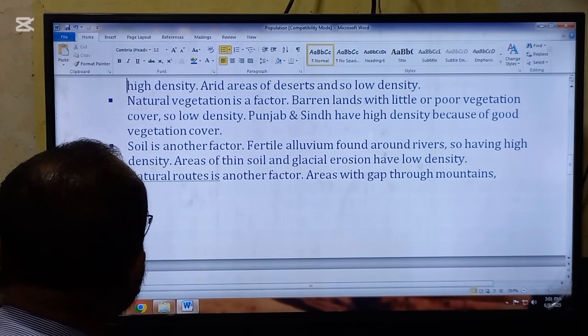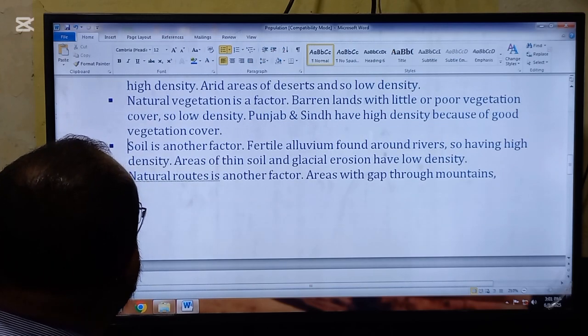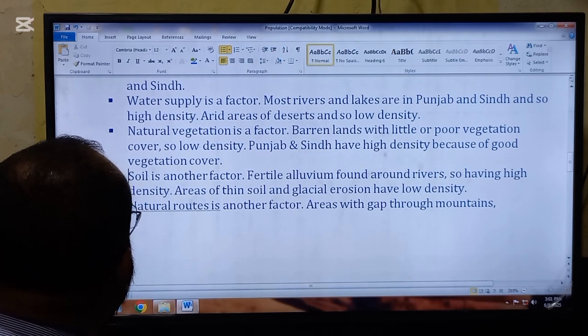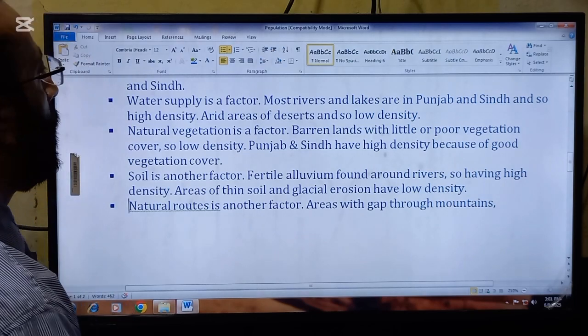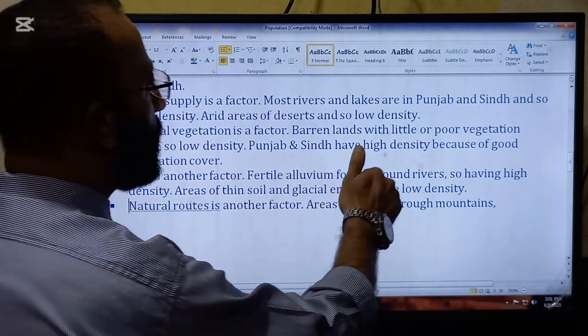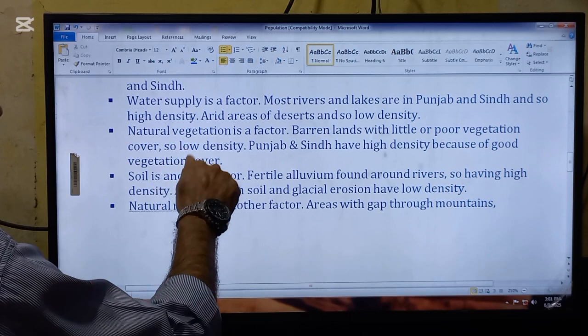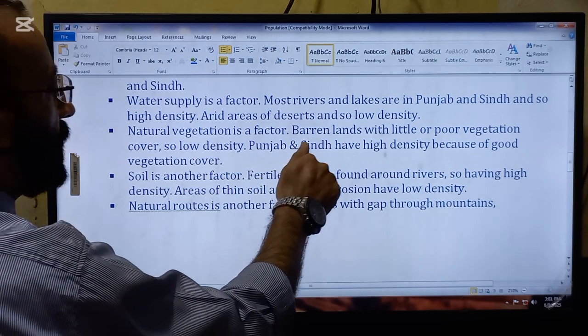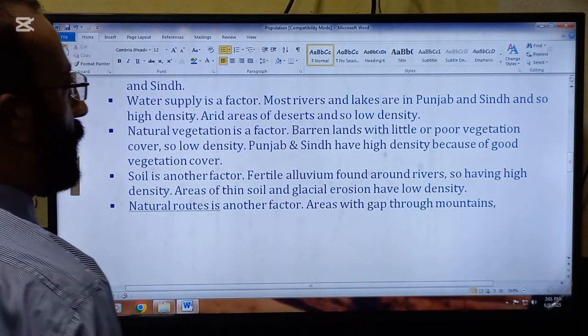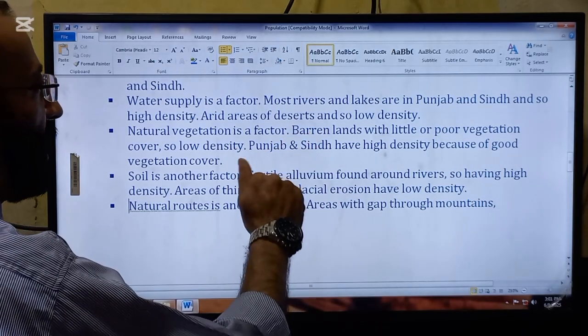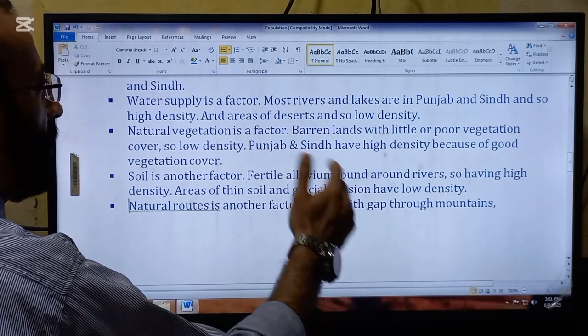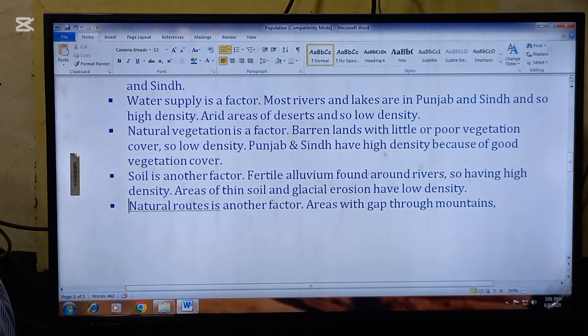Water supply is another factor. Most rivers and lakes are in Punjab and Sindh, and so high density. Arid areas of the deserts have low density. So where water is available easily and in more quantity, there will be more density of people.